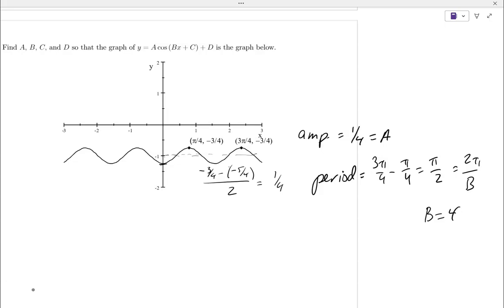Now let's do the vertical shift. Is everybody okay with identifying this as the middle? The -1 is in the middle? Do we see that? Well, then what's the vertical shift? If the middle is at -1, everything got moved down 1. So what's the D value? -1.